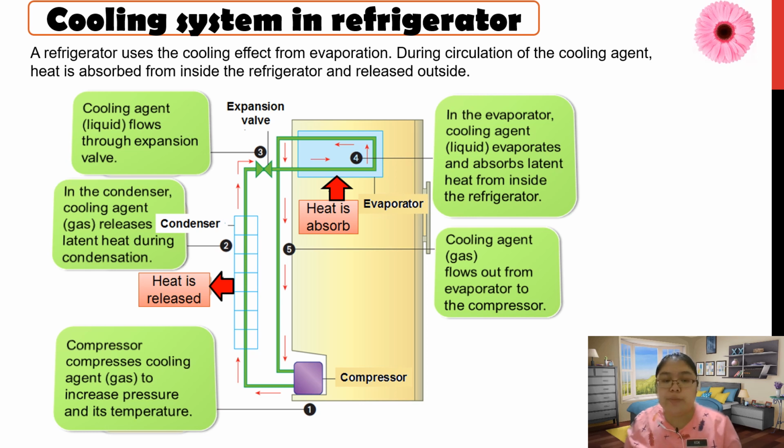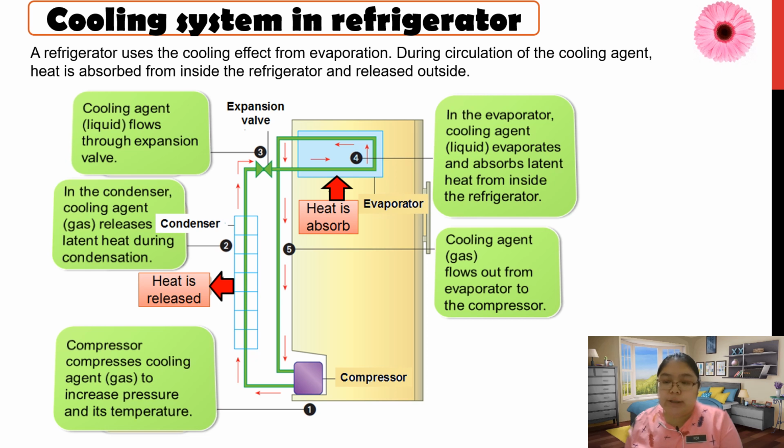Condenser means going from gas to liquid. The gas will condense back and become a liquid. So in the condenser, the cooling agent, which is a gas, releases latent heat during condensation. The heat is released from here, and after that it becomes a liquid. Now it goes to part 3, the expansion valve.